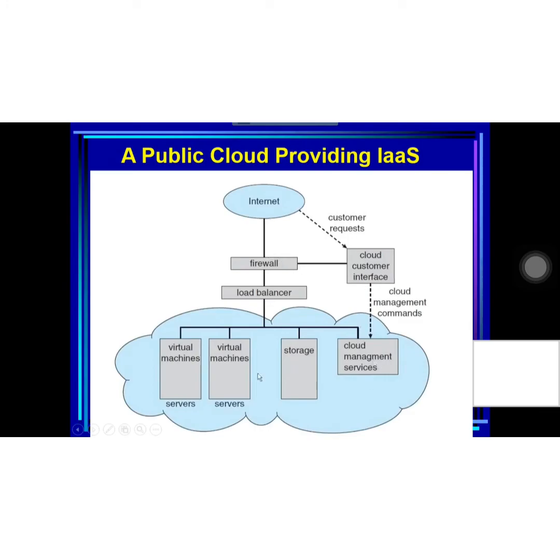So here you can see the servers and storage and cloud management services. This is the cloud customer interface, and this is the firewall. So through the internet, the customer makes a request and then uses the cloud resources.